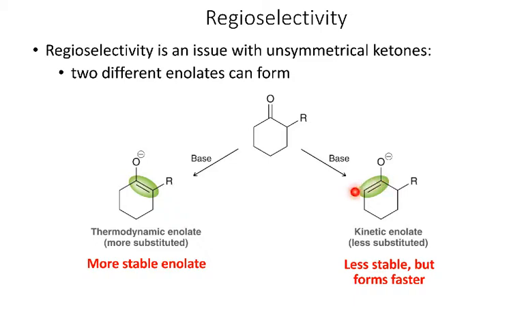And this one is kinetically favored because this alpha carbon is less sterically hindered, so this enolate will form faster. But it's less stable because we know the more substituted the alkene is, the more stable it is. And so this one is favored under thermodynamic conditions.